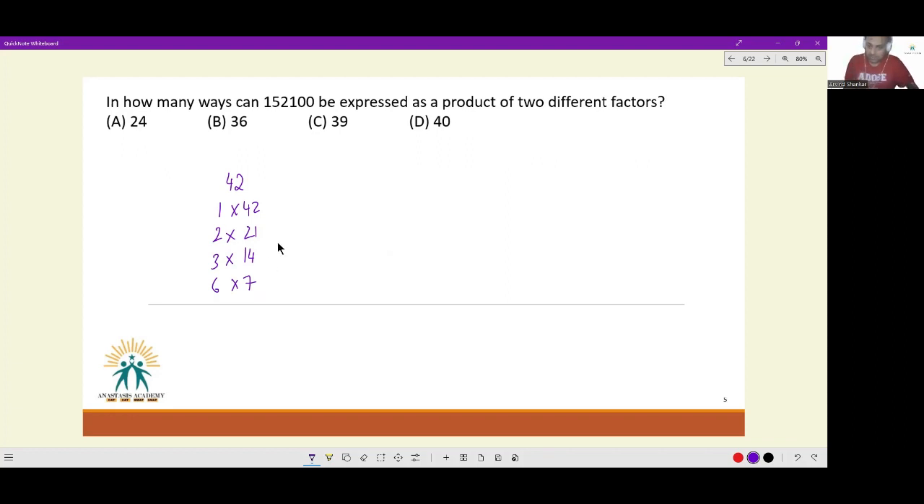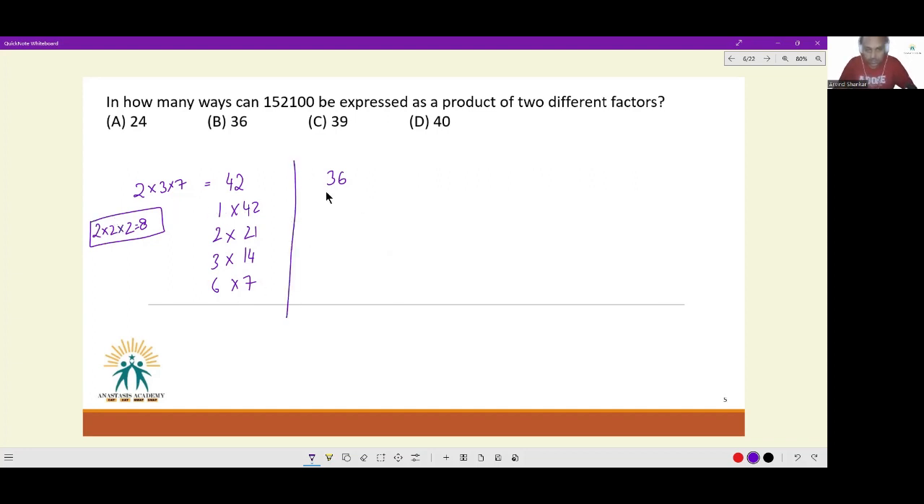Now, the only variation you have to take care of is that the number should not be a perfect square. Let's say if we had 36. For 42, the standard way we calculate the total number of factors is this. We write 42 in prime factorized form, 2 into 3 into 7. So the total number of factors is 2 into 2 into 2, which is 8. We have 8 factors, so we'll get 4 pairs.